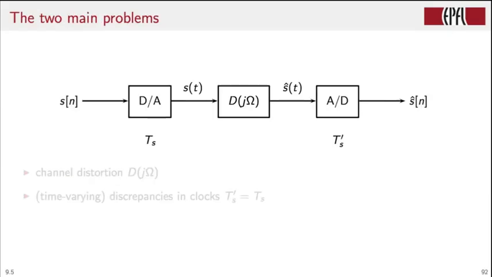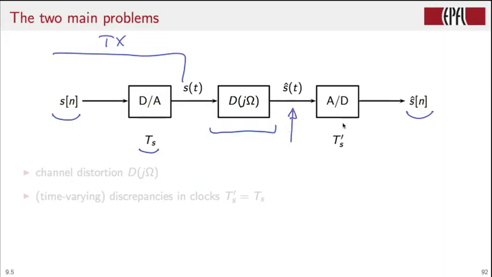Graphically, if we sum up the chain of events that occur between the transmission of the original digital signal and the beginning of the demodulation of the received signal, we have a digital to analog converter at the transmitter. This is the transmitter part of the chain that operates with a given sampling period Ts. This generates an analog signal which is sent over a channel. We can represent the channel for the time being as a linear filter in the continuous time domain with frequency response D(jω). At the input of the receiver, we have a continuous time signal ŝ(t), which is a distorted and delayed version of the original analog signal. We will neglect noise for the time being.